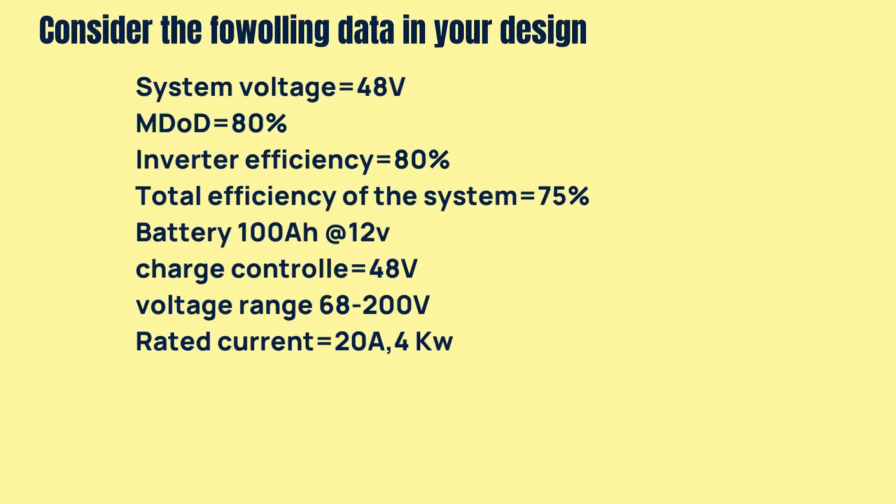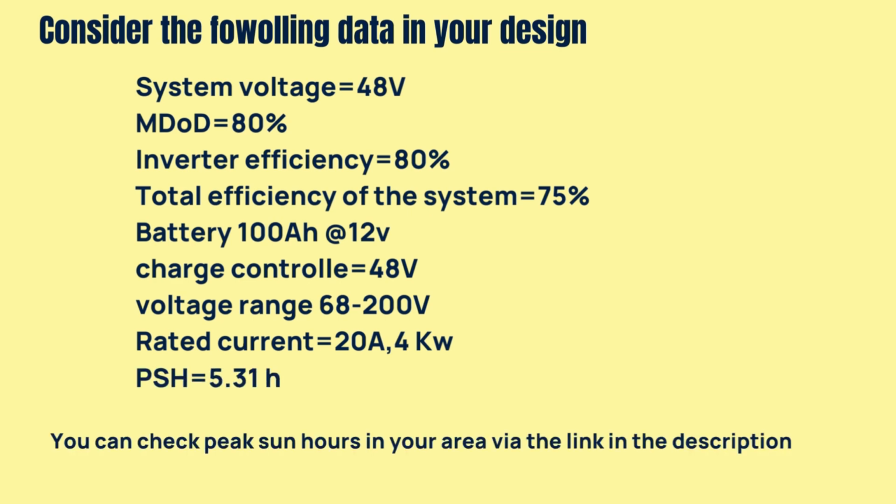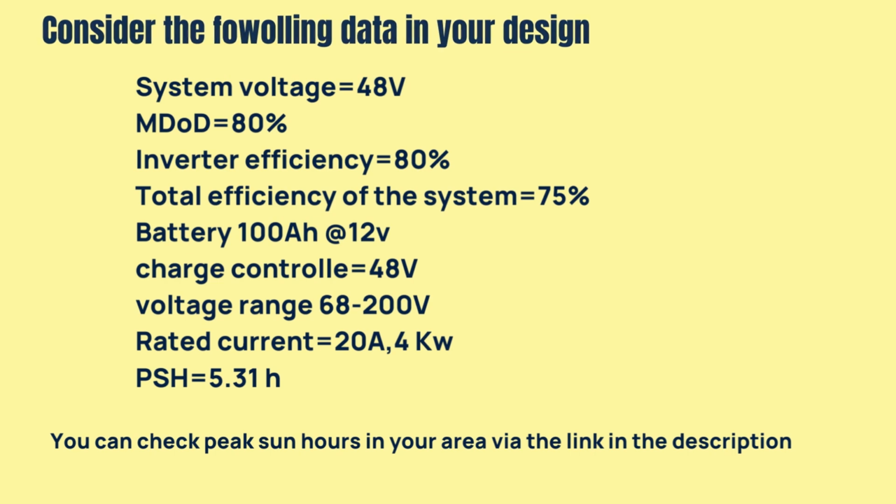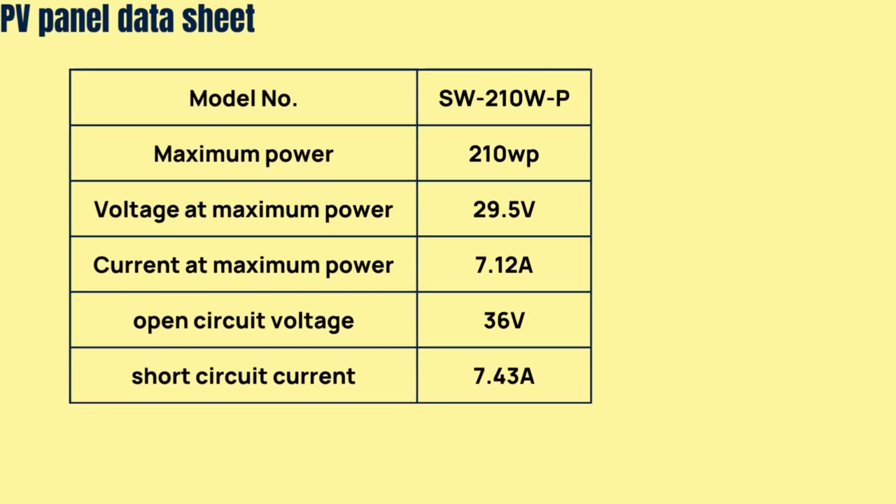Consider we have the following data to design our system. And peak sun hours in my area is 5.31. You can check peak sun hours in your area via the link in the description. And we have chosen this PV panel model that has the following data. Now we will analyze the load to determine the daily watt-hours of demand.